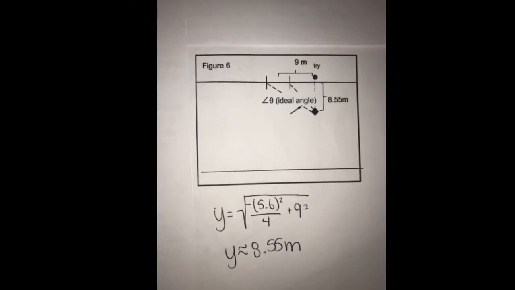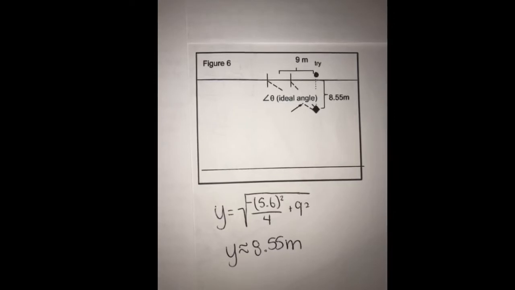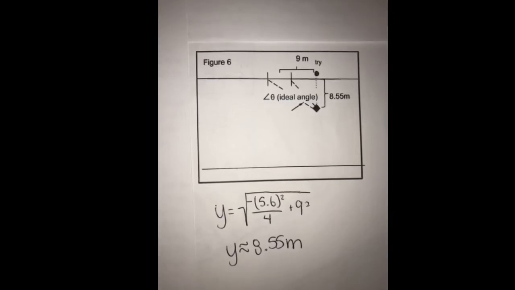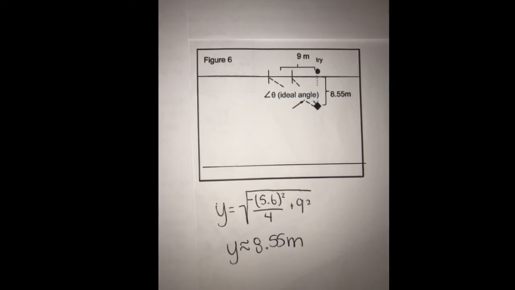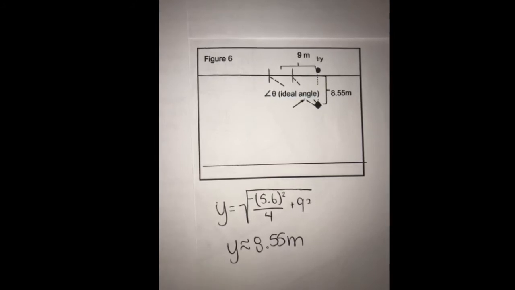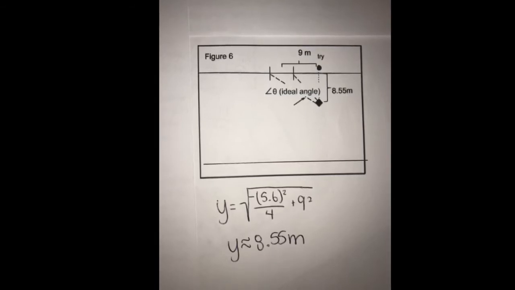To use this equation, numbers must simply be plugged in. If the try was scored 9 meters from the center of the field, x would be 9, and the distance between the posts would be 5.6, which is a standard number for all rugby pitches.